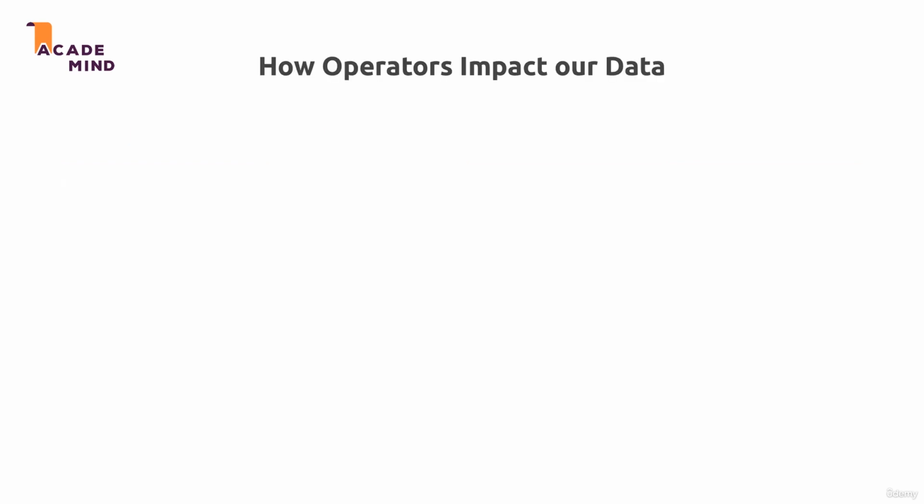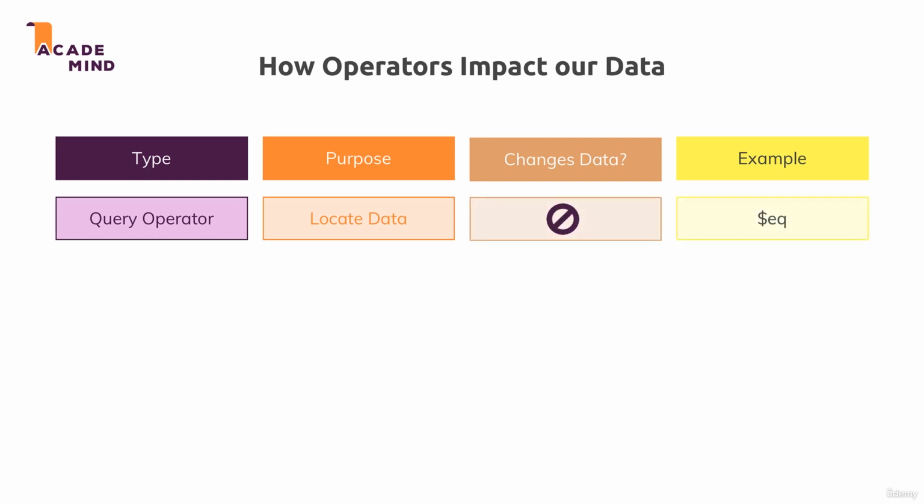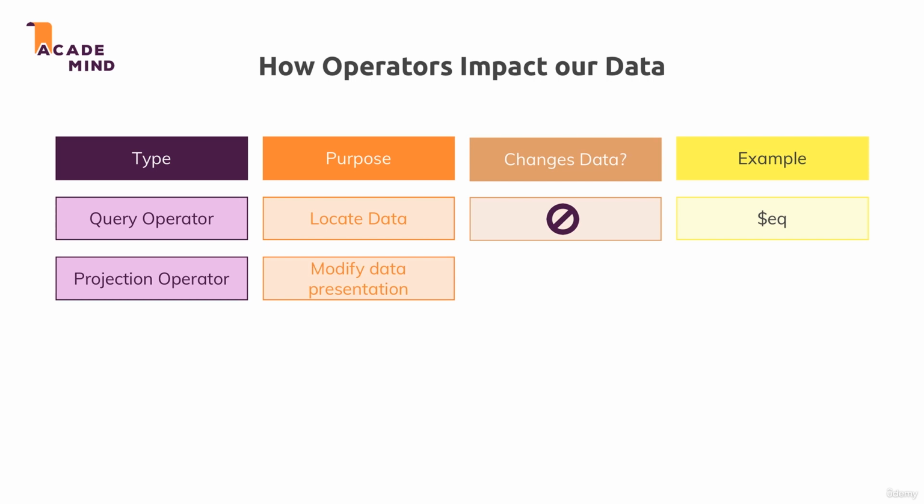Now, how do operators impact our data? That depends on the type. If we got a query operator, like we'll use in this module, we can use it to locate data. It does not change our data, and an example would be $eq for equal, or $gt, which you saw before. Projection operators, which we'll also see in this module, allow you to modify the data presentation, so the data you get back. This will also not change the data in the database, though, only change the look of what you get. Here, $ is an example. This will become clearer once we use projection operators. So in the end, we just got some tools to control the look of the data we get back.